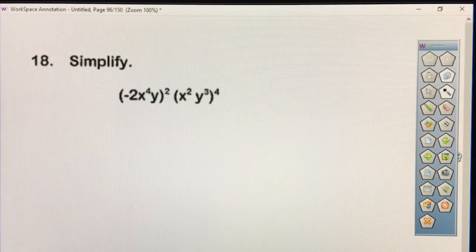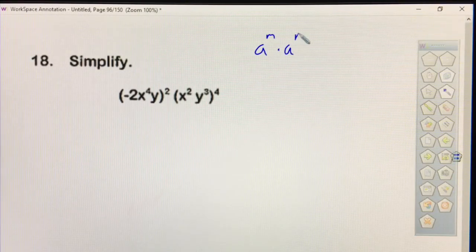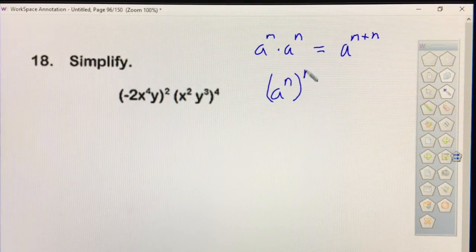Simplify, this is exponents. The laws or rules of exponents: a to the m times a to the n, you add them. That's a to the m plus n. And then a to the n to the m power, that's the power rule. In this case, we multiply these. So that's going to be a to the nm. Little rule you should know before you do these.